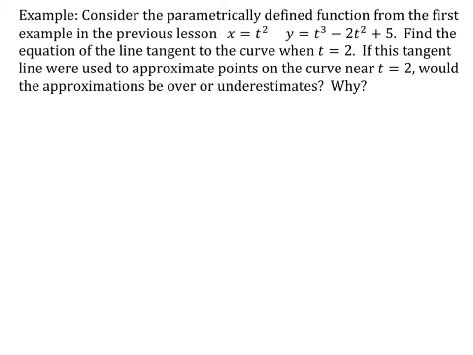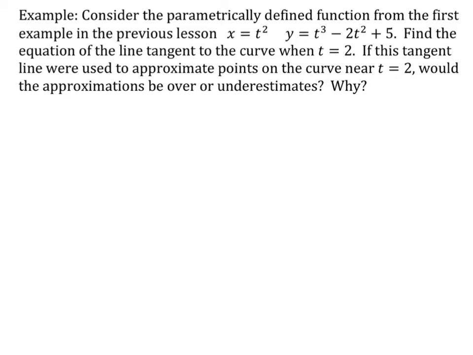So first, consider the parametrically defined function from the first example in the previous lesson. Back in your notes from a few minutes ago, you had x of t is t squared and y is t cubed minus 2t squared plus 5. So first, I want us to find the equation of the tangent line to that curve when t equals 2. And then if that tangent line were used to approximate points in the curve near t equals 2, would the approximations be over or under estimates, and why?